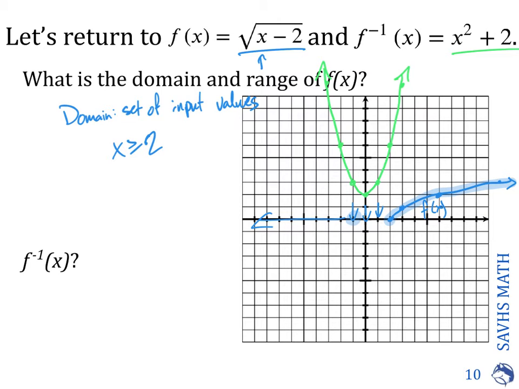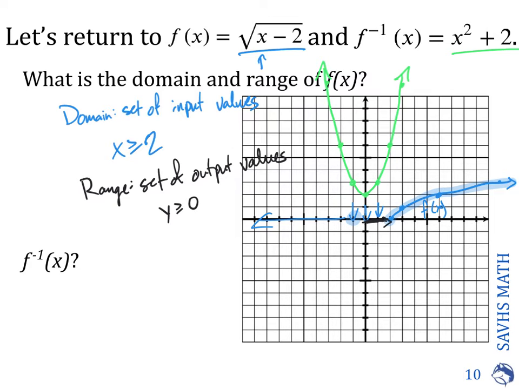Let's think about the range then. The range is the set of output values, which means the things that you could get out of the function when you put the stuff in. So what are the outputs? Well, they're the y values. What are the y values you can get out? Well, you can get anything greater than or equal to 0. So you have to say y is greater than or equal to 0. Now this is the tricky thing about this inverse function thing.